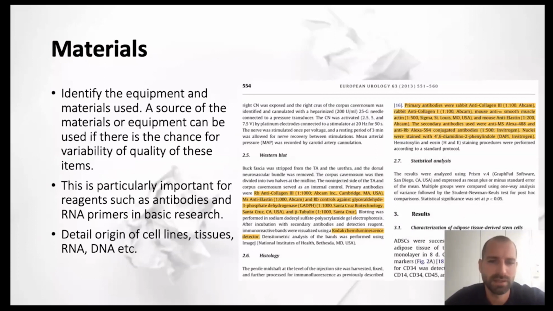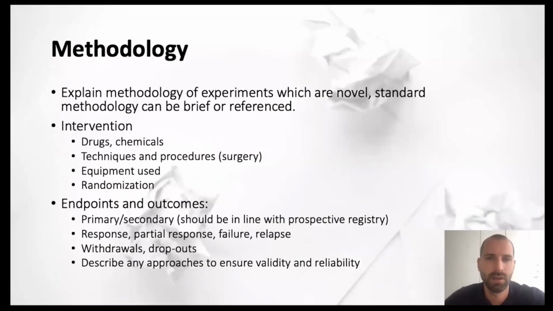Identify and describe in detail the equipment and materials that you use. If there can be some variability in production, you should also quote the source, for example, for reagents. This is particularly important. Detail also the origin of biological materials such as cell lines, tissues, RNA, DNA. The specific methodological aspects of certain experiments can be briefly referenced if they are standard or have been done before, to spare words. If this is not the case, you will need to detail the experiments and the context.